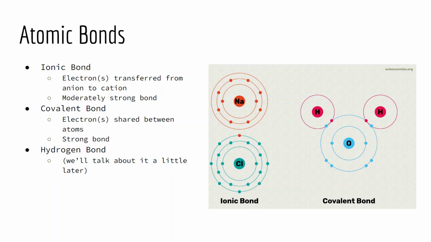Next, let's talk about atomic bonds. One type of bond is called the ionic bond. This bond involves 2 ions. Ions are atoms that have a charge because of an unequal amount of electrons and protons. Recall that electrons have a negative charge and protons have a positive charge.